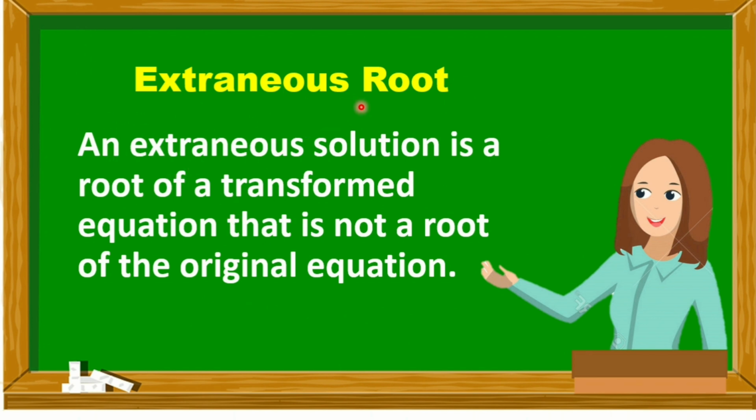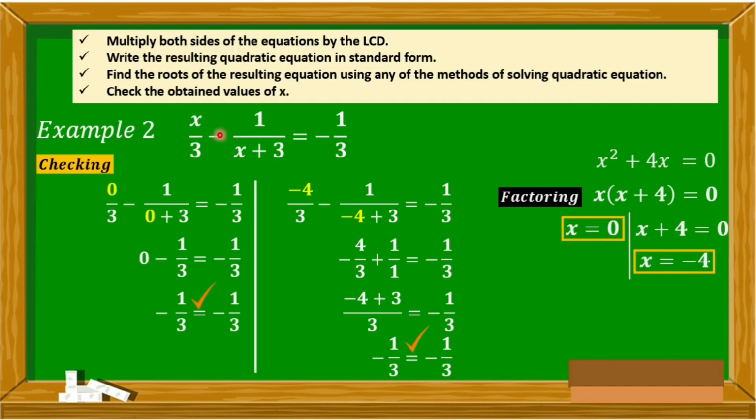Okay? Pag sinabi natin extraneous root, an extraneous solution is a root of a transformed equation that is not a root of the original equation. So, hindi siya solution ng original equation, pero solution siya ng transformed equation natin, which is dito sa x squared plus 4x equals 0. Pag nangyari yun, ibig sabihin, isa lang ang solution natin dito, yung x is equals to negative 4.